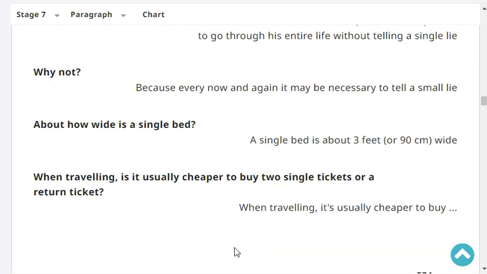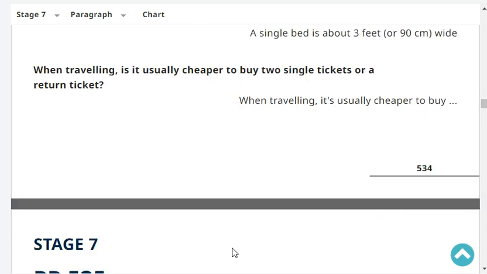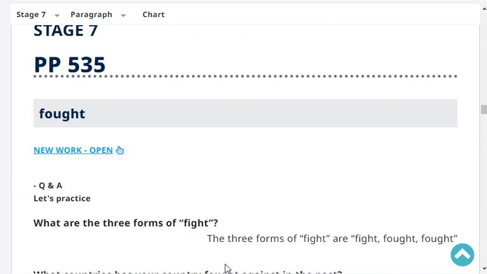Well, about how wide is a single bed? A single bed is about 3 feet wide. When traveling, is it usually cheaper to buy two single tickets or a return ticket? When traveling, it's usually cheaper to buy a return ticket. Very good.